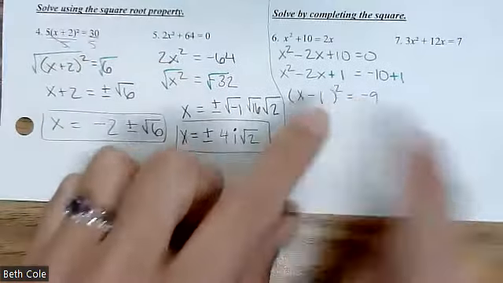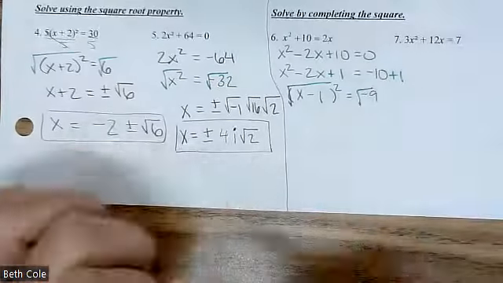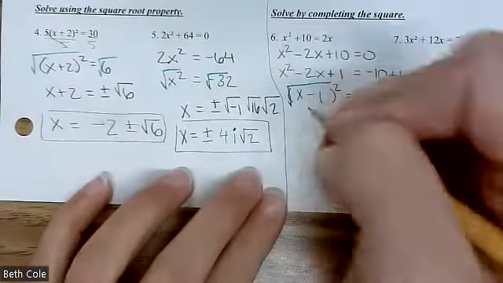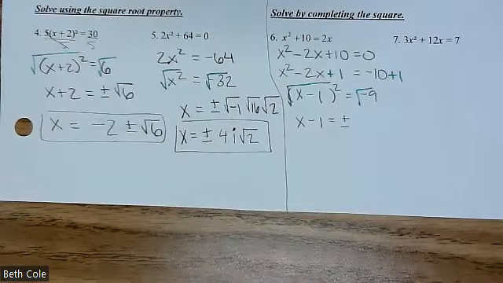Okay, so how do I get rid of the squared? Whenever you put a square root, you have to do plus and minus. And good news, 9 is a perfect square, so that won't be too difficult. Square root of 9 is 3, but since it's negative, it'll be 3i. Good.